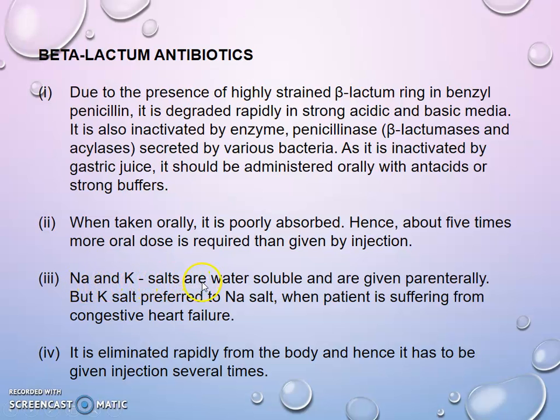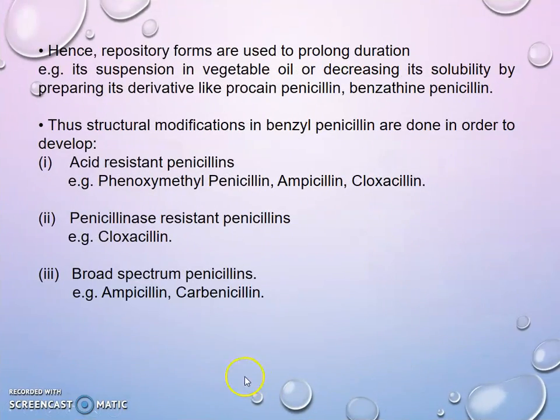Sodium and potassium salts are water soluble and are given parenterally, but potassium salt is preferred to sodium salt when the patient is suffering from congestive heart failure. It is eliminated rapidly from the body and hence it has to be given by injection several times. Hence, repository forms are used to prolong the duration. For example, its suspension in vegetable oil, or decreasing its solubility by preparing derivatives like procaine penicillin and benzathine penicillin.